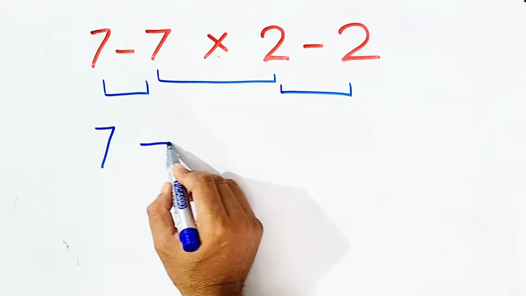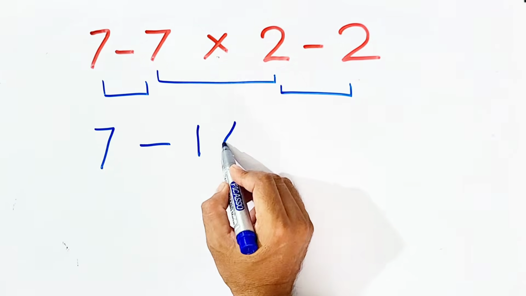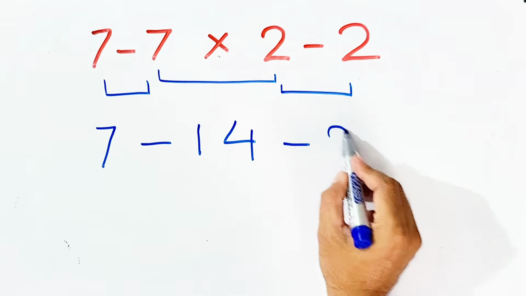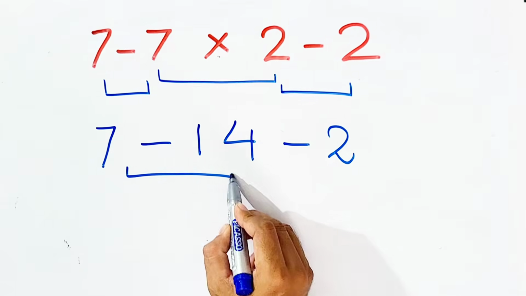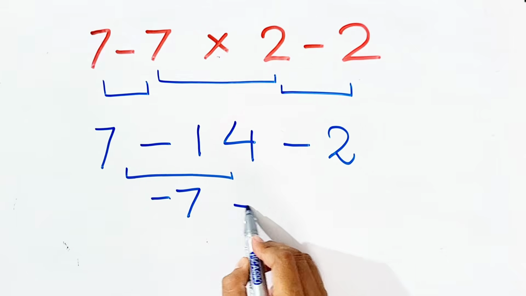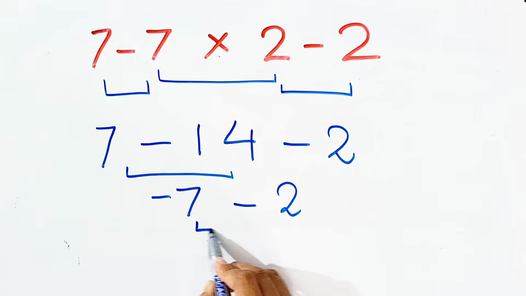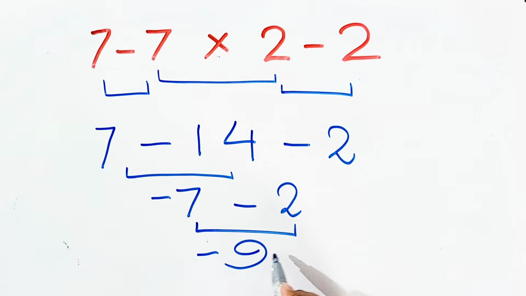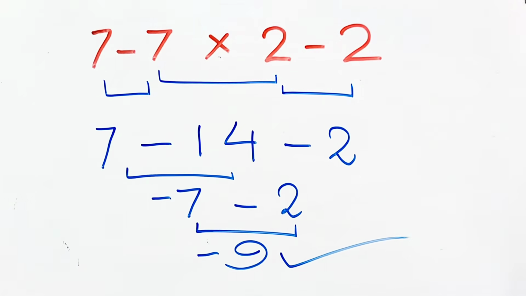7 minus 14 minus 2. Now this one, minus 7 minus 2. Now this one, minus 9. That is the answer. Thank you.